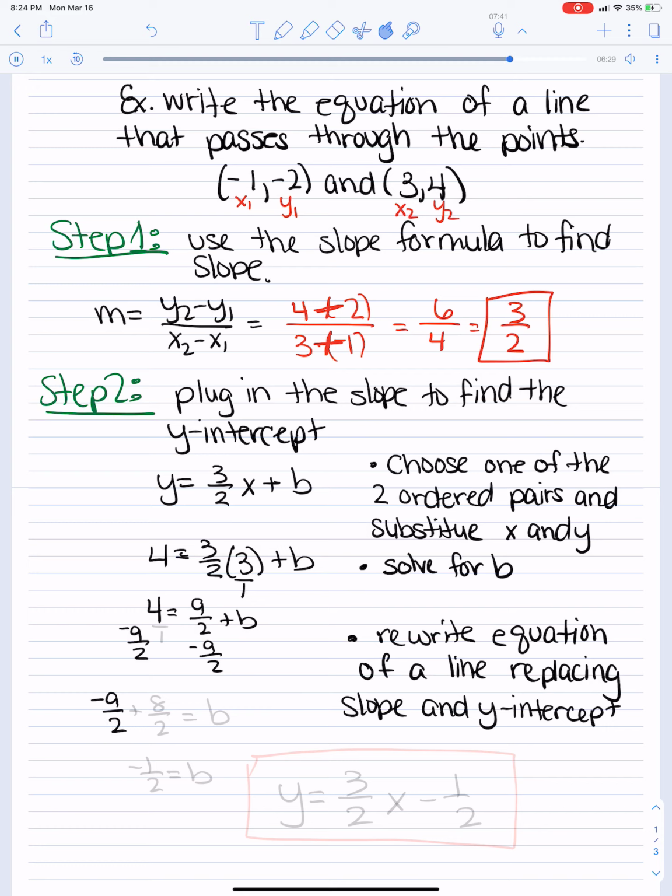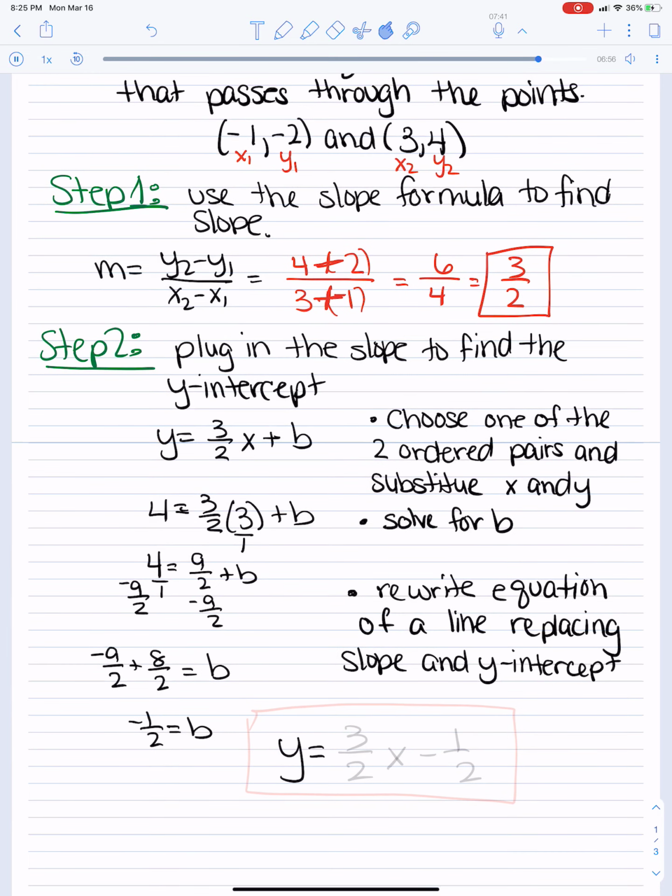So we have -9 over 2. Well, to get a 2 from the 4 over 1, I'm going to multiply the top and bottom by 2. So we get 8 over 2 equals b. Well, -9 plus 8 is -1 over 2 equals b. Alright, so now lastly, we're going to rewrite our equation of a line replacing the slope and the y-intercept. So we get y equals 3/2 x minus 1/2. And that is our answer.